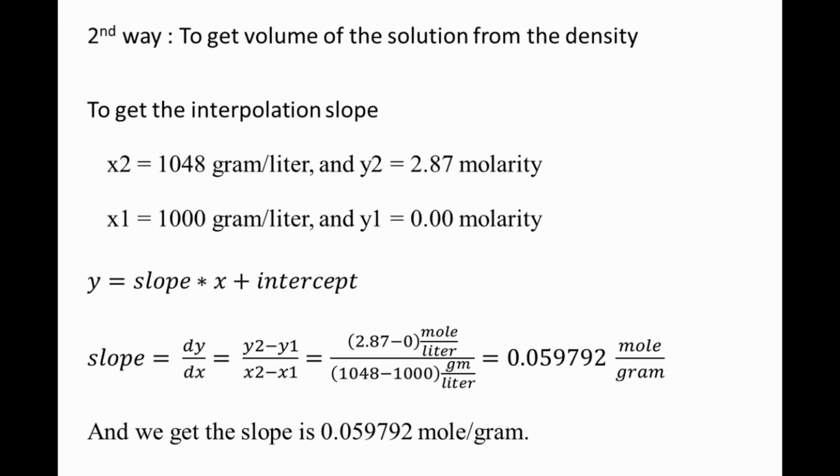Plugging these values in to get the slope. Slope equals dy dx equals Y2 minus Y1 divided by X2 minus X1 equals 2.87 minus 0 moles per liter divided by 1048 minus 1000 grams per liter equals 0.059792 moles per gram. So the slope is 0.059792 moles per gram.